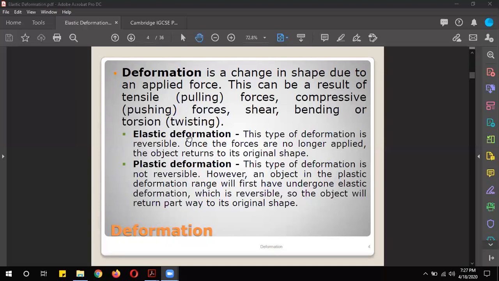Then we studied about elastic deformation. We studied that this type of deformation is reversible and temporary. As long as the force is there, its shape will be distorted. When you remove the force, it will come back to its original shape. But in plastic deformation, when we apply more force and cross the elastic limit, the object's shape is distorted permanently.